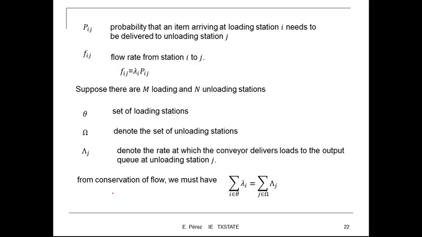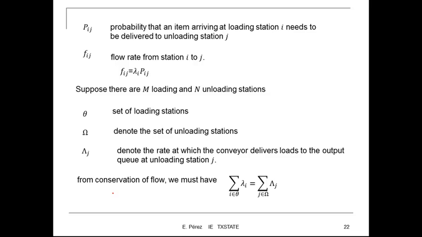Suppose that there are M loading and N unloading stations, then we have theta equal to the set of loading stations, omega denotes the set of unloading stations, and capital lambda denotes the rate at which the conveyor delivers loads to the output queue at an unloading station J.